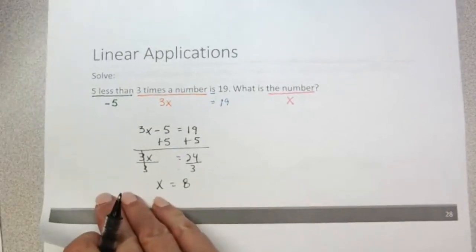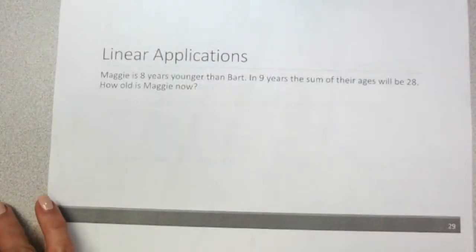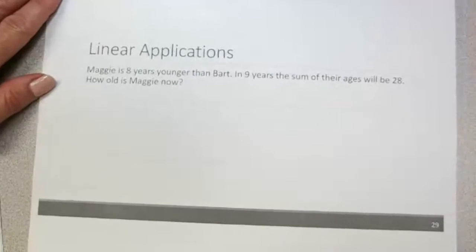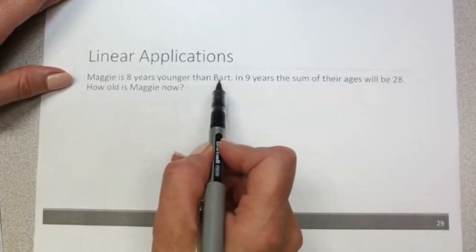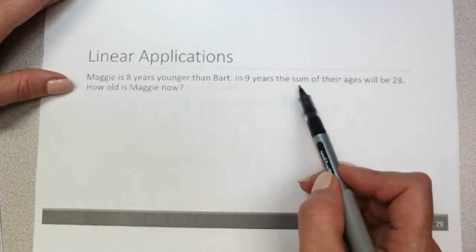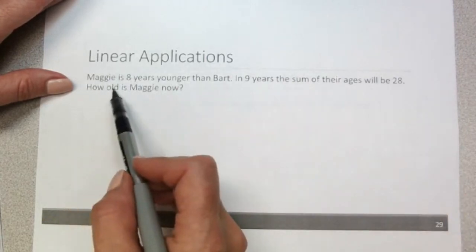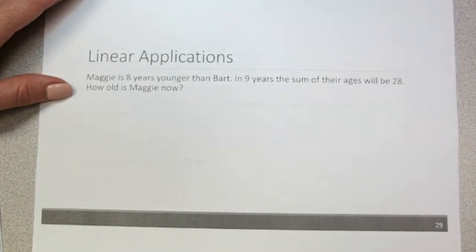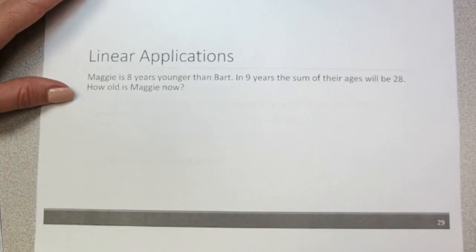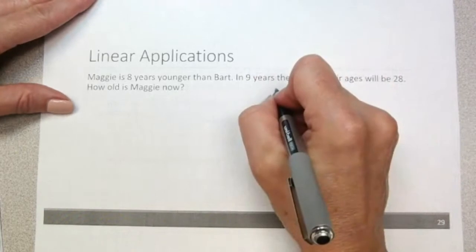Let's look at another application. This one is a little bit tricky. It says that Maggie is 8 years younger than Bart. In 9 years, the sum of their ages will be 28. We need to find out how old Maggie is now. I think we're going to need to start by assigning some variables. There are things we don't know here. The thing we're looking for is how old Maggie is, so let's start with that.